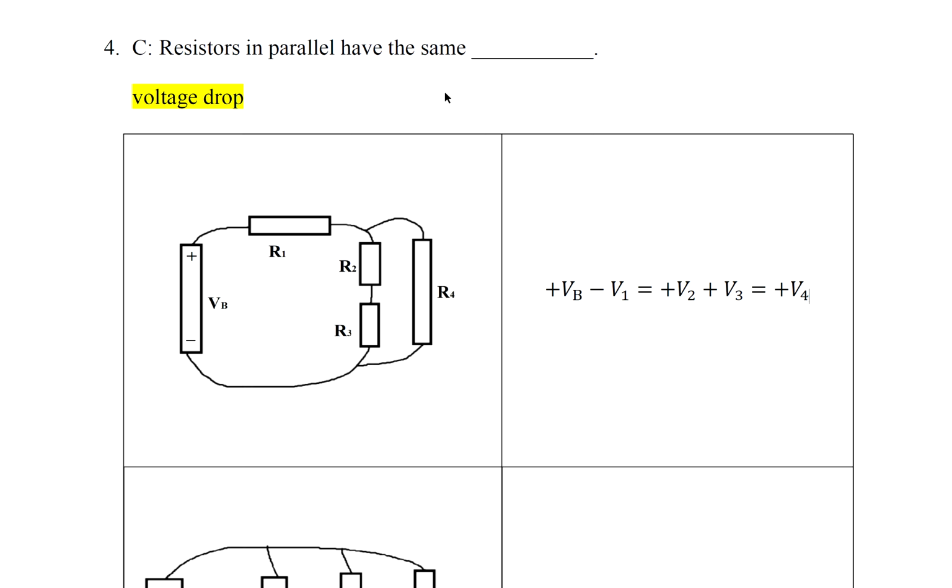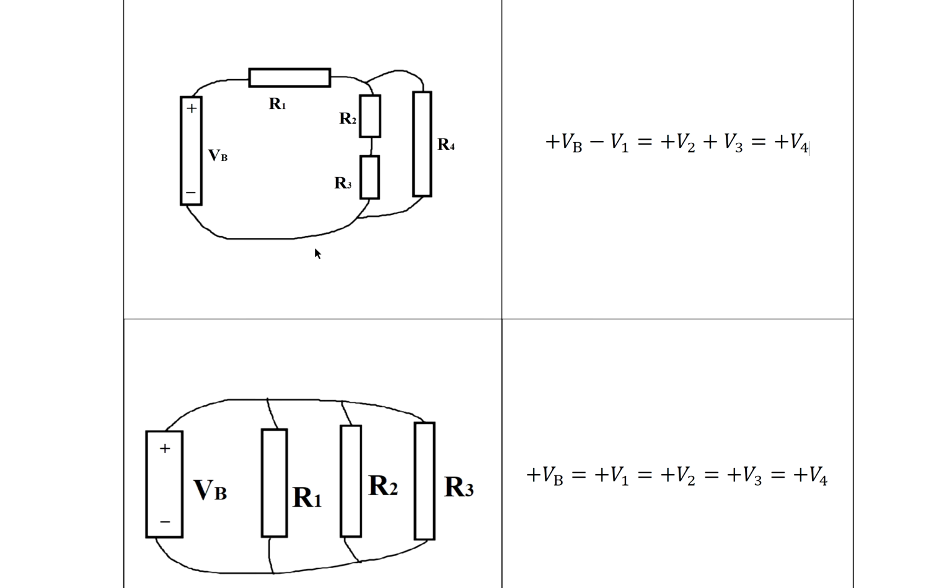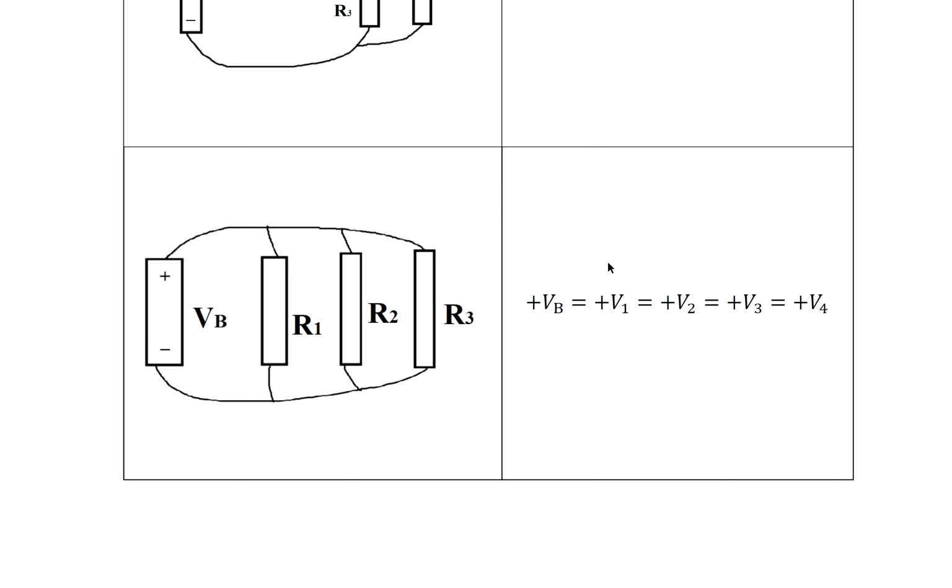VB minus V1 equals V2 plus V3 equals V4, because the battery gives us a plus voltage and the resistors give us a minus voltage. Here, voltage of the battery equals voltage 1 equals the voltage drop through resistor 2 equals the voltage drop through resistor 3. And there is no resistor 4, so this is a mistake.